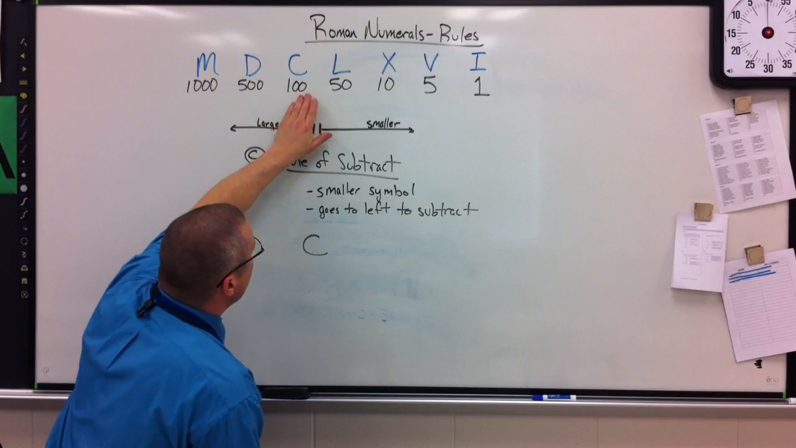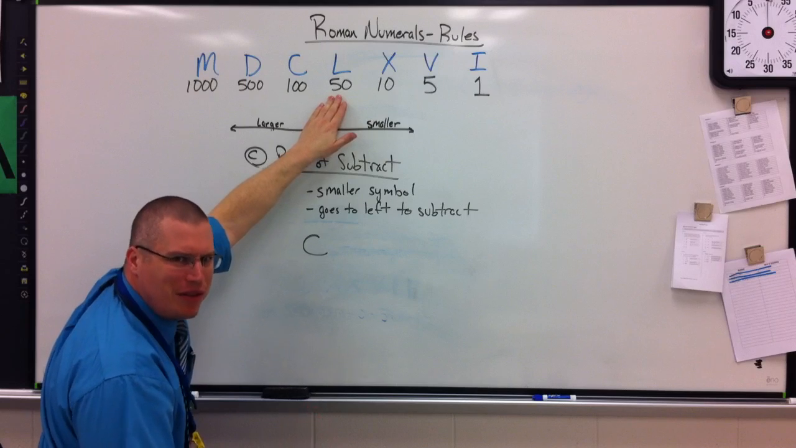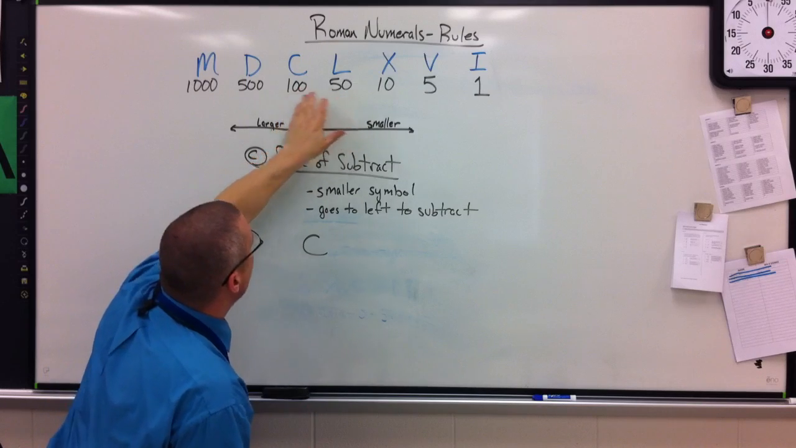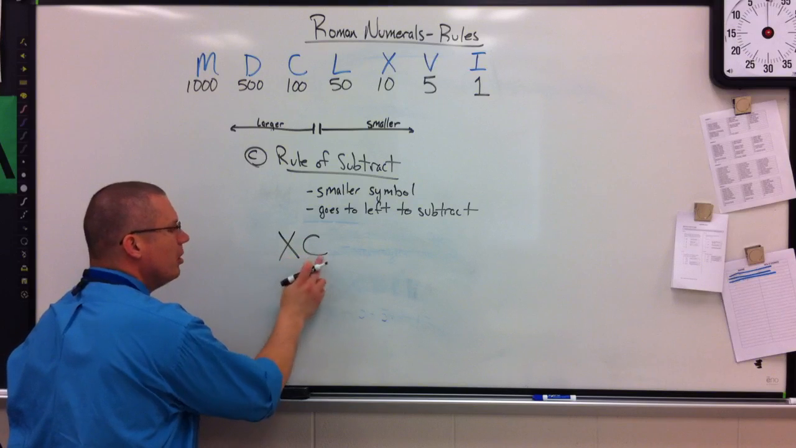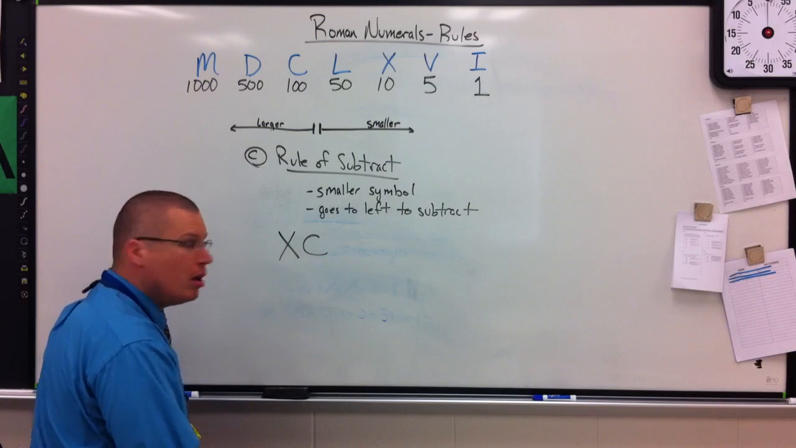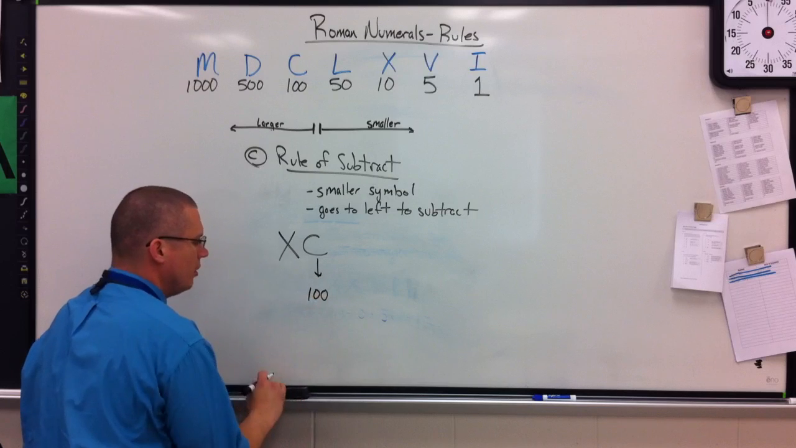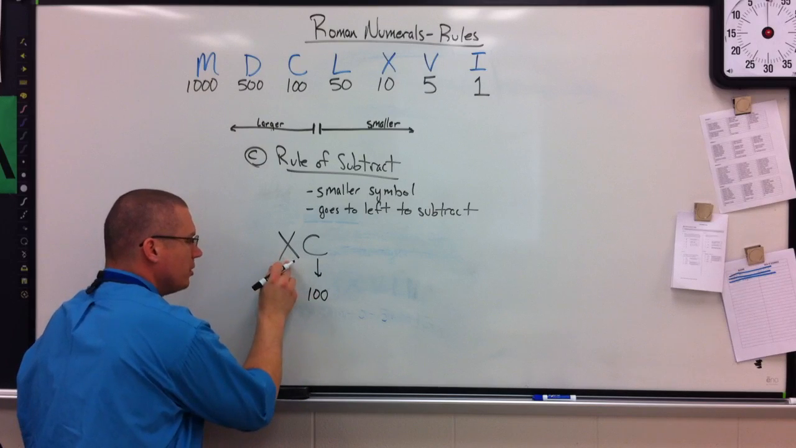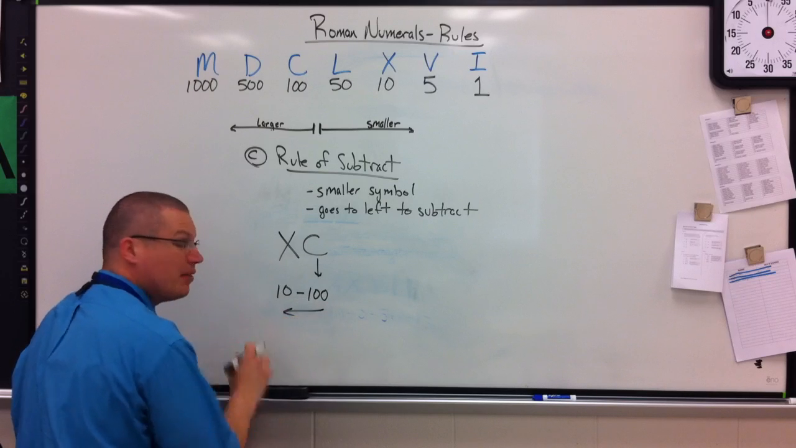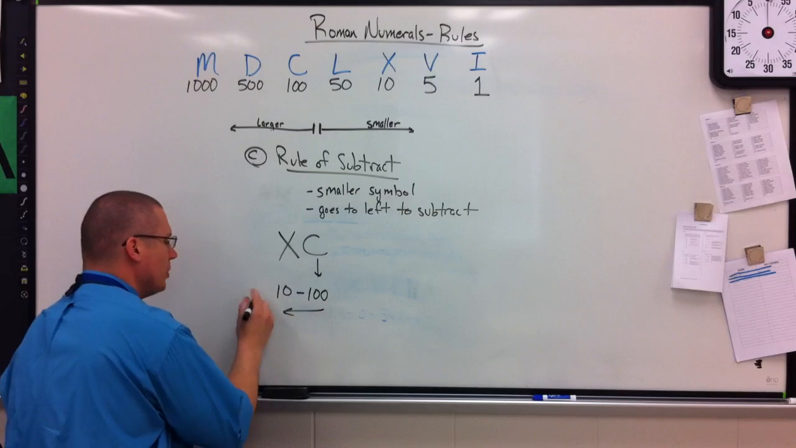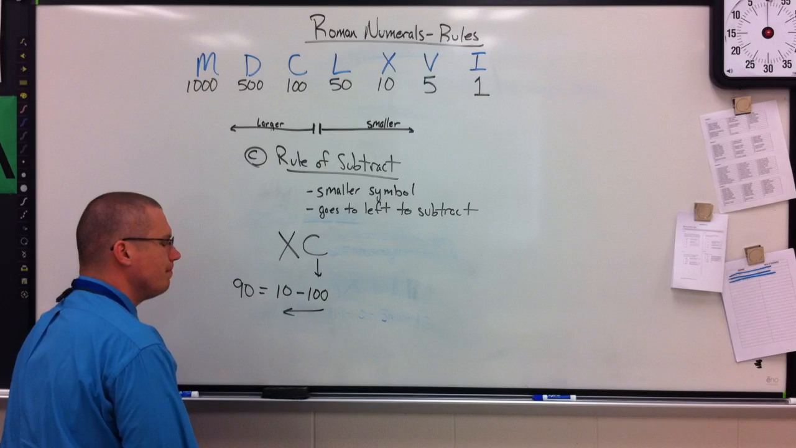Now it doesn't really make sense to subtract 50, because 100 subtract 50 would give me 50. So let's skip that one, let's subtract a 10. So I can do this, I can put a smaller symbol in front of a bigger symbol. What this means is 100 minus the 10. And I'm reading from right to left, I'm reading backwards. This is 100 minus 10, which would now give me a total of 90. Okay?